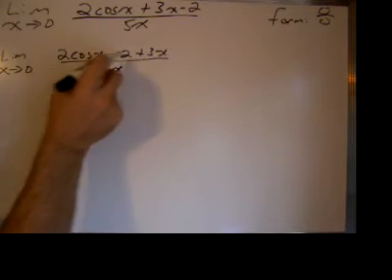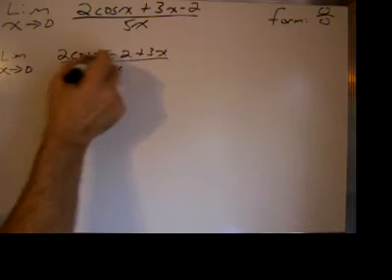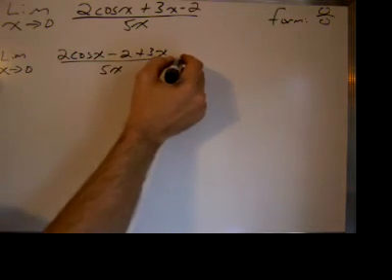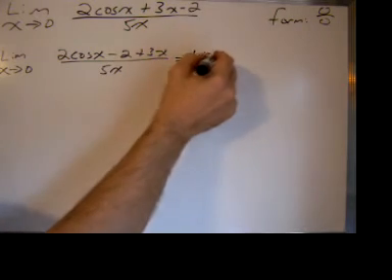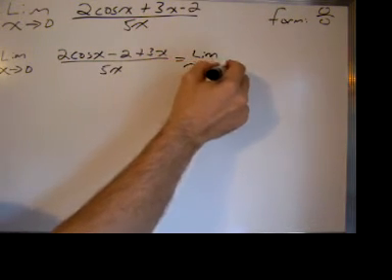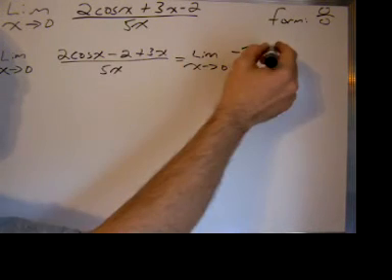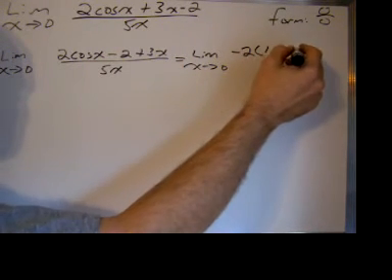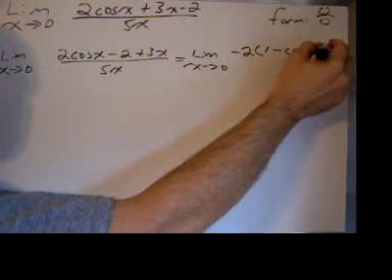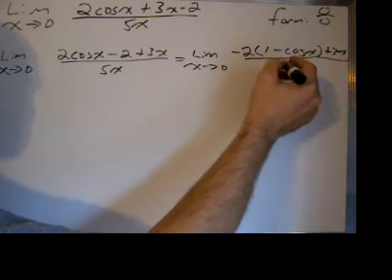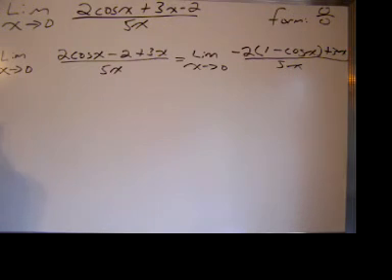And now I'm going to factor a negative 2 out of both of these two terms and just leave it as such. So I have the limit as x approaches 0, factor that negative 2, that leaves a positive 1 here, minus cosine of x here, plus 3x. I still haven't changed the form, it's still 0 over 0, but we're getting close.